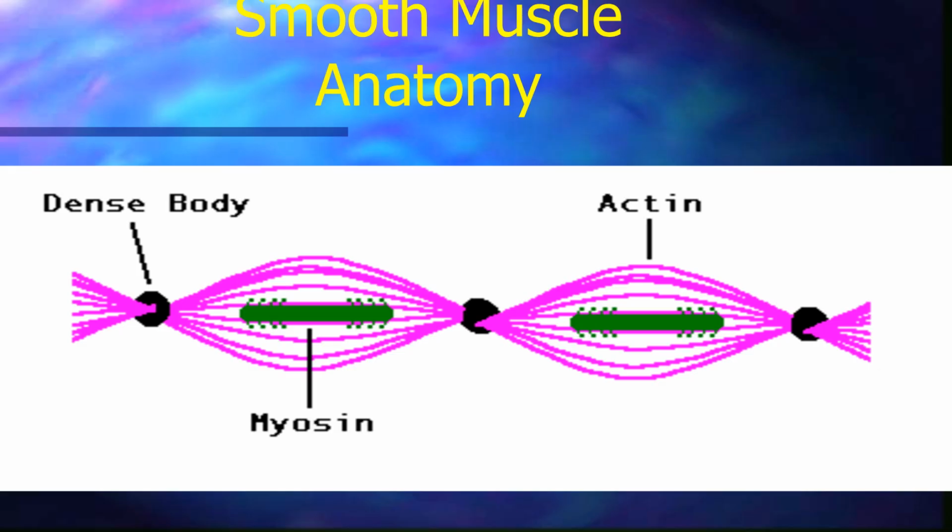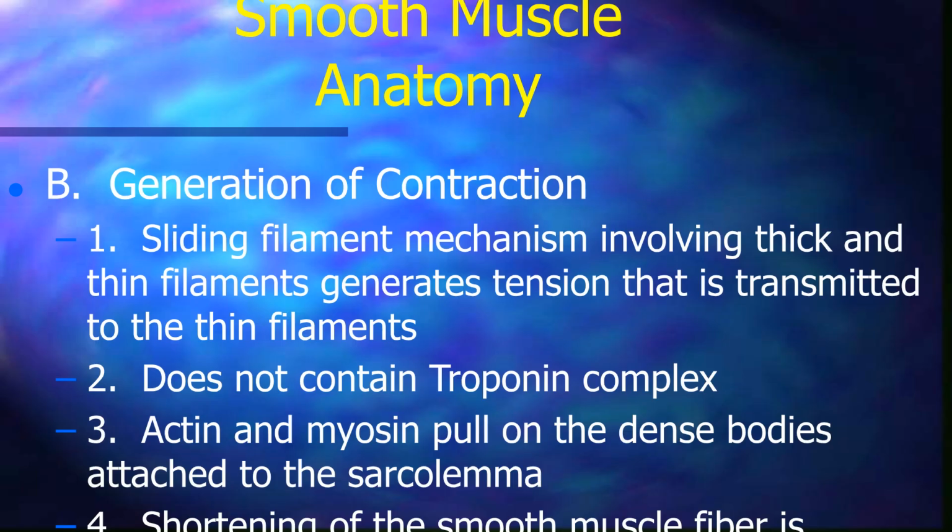Contraction is generated by a sliding filament mechanism involving thick and thin filaments. This transmits tension to the thin filaments. Smooth muscle does not contain the troponin complex. Actin and myosin pull on the dense bodies attached to the sarcolemma, causing the fiber to shorten lengthwise and thicken in the middle. This slide illustrates the generation of smooth muscle contraction.